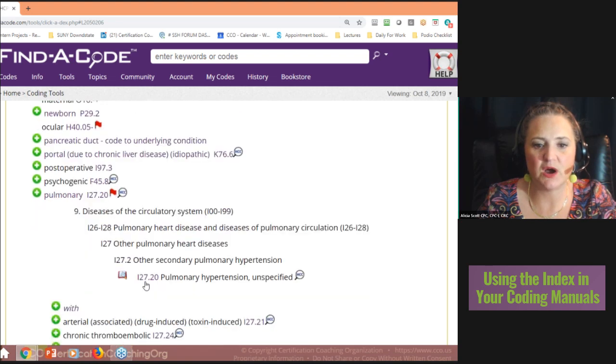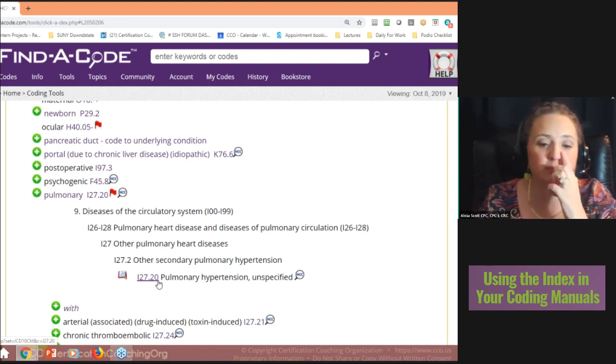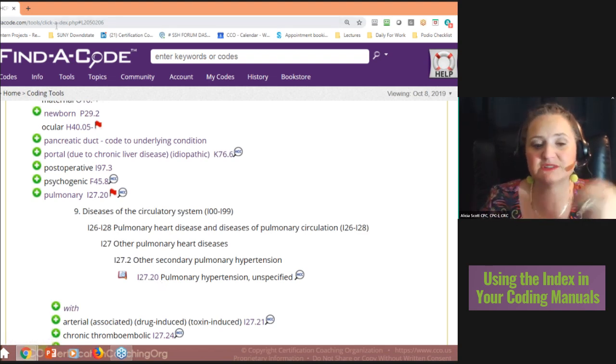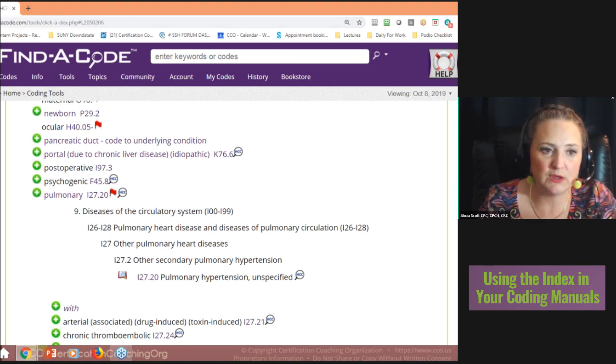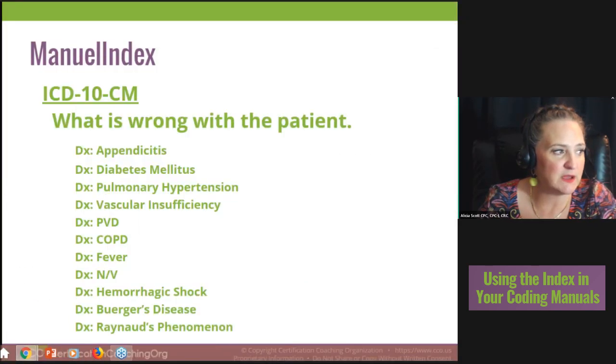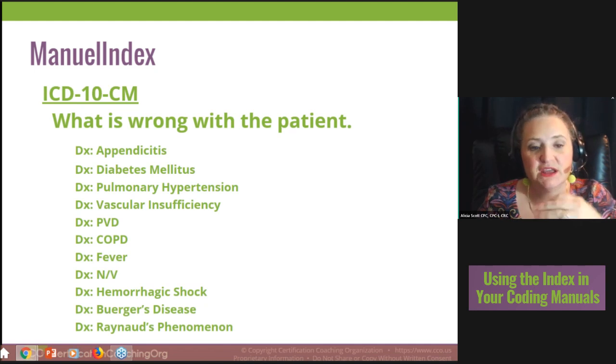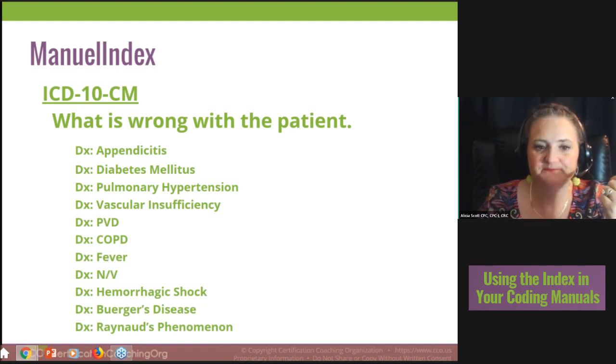Pulmonary. So our starting point in the index is going to go to I27.20, and then we'll turn in the tabular and find it. So our keyword wasn't pulmonary, it was hypertension. If I had opened that up, it might have shown me some suggestions under condition.